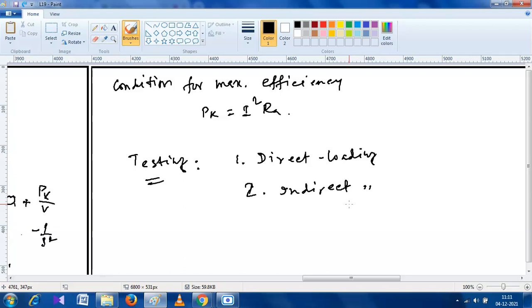In direct loading, what we do, we have to connect with supply as well as we have to provide the load. Suppose there is a generator, we have to determine the efficiency of that generator. We have to provide the mechanical energy as an input and we have to provide the electrical load so that we can determine the efficiency of that generator.